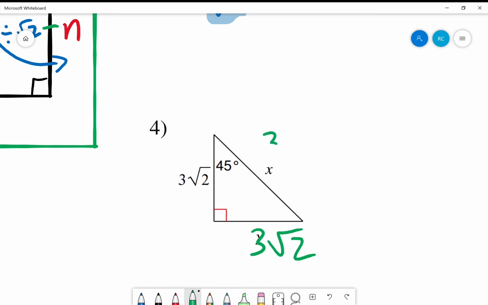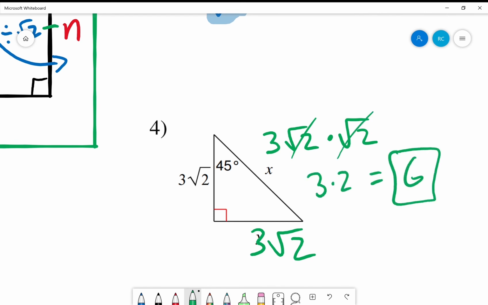X would be 3 times the square root of 2, that's the leg, times the square root of 2. Well, we've already done this. That's 3 times 2. That's 6. X equals 6. The square root of 2 times the square root of 2 is 2. 2 times 3 is 6.